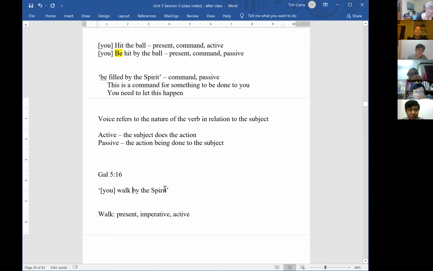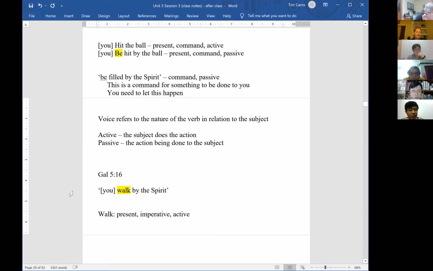Now, how we do that is by the Spirit. So in this case, that prepositional phrase is giving us more information. But as we look at just the verb, that's what we're interested in here. It's present tense, so it is ongoing now. It's imperative, it's a command, but it's active. It's you do something. You walk by the Spirit, whatever that means. All right. And that's something you'd have to understand the rest of the letter to Galatians. There are clues within the letter that reveal what Paul meant by this statement.